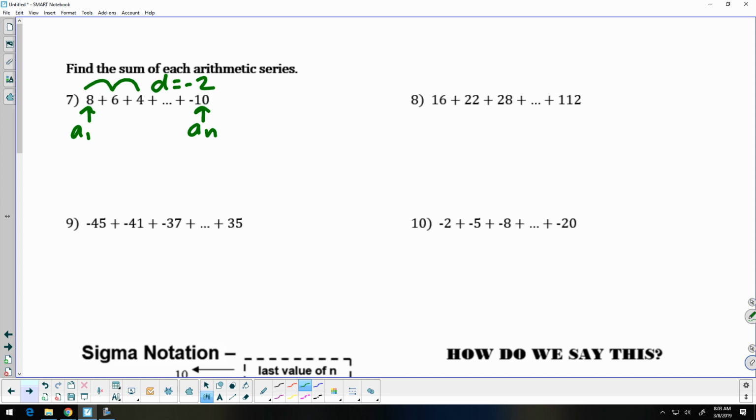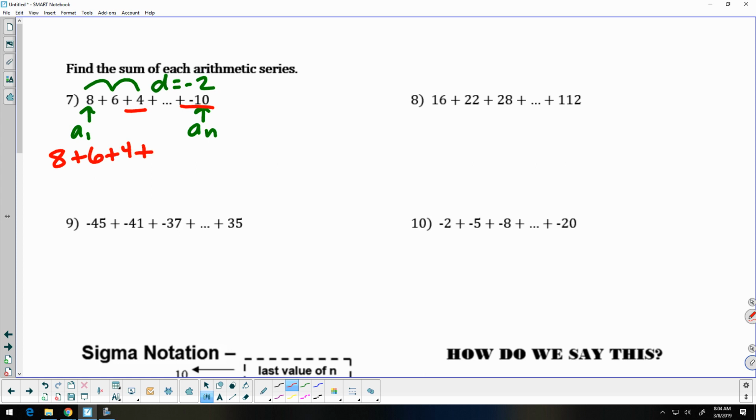So we can't plug it directly into the sum formula because we don't know what n is. We don't know how many terms there are altogether in this series. We see 4 of them, but obviously that dot, dot, dot in between has some missing values. So there's some missing numbers here. Okay? So there's honestly one of two ways you could do this. If you think about it, from 4 down to negative 10, that's not really a big jump. Honestly, what you could do is just fill in those missing numbers.